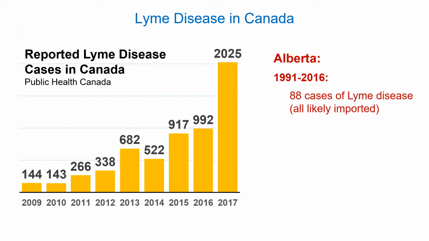Alberta since 1991 that we know of have been 88 cases. So not very many cases of Lyme disease in Alberta, and at this point we believe all the cases have been imported, meaning somebody was traveling to Ottawa or traveling to the States, and that's where they got the case.